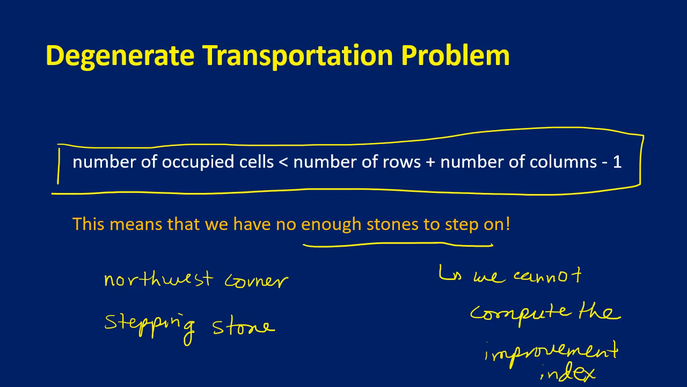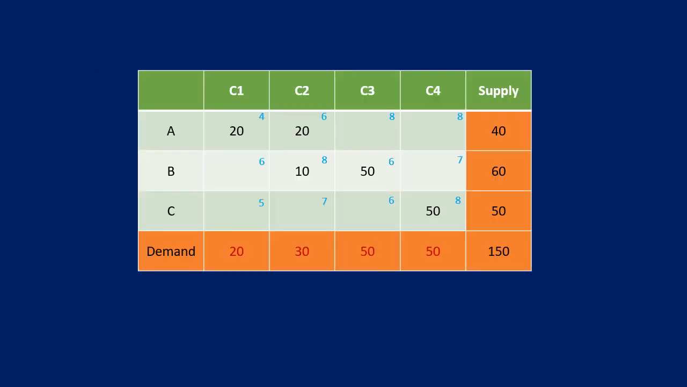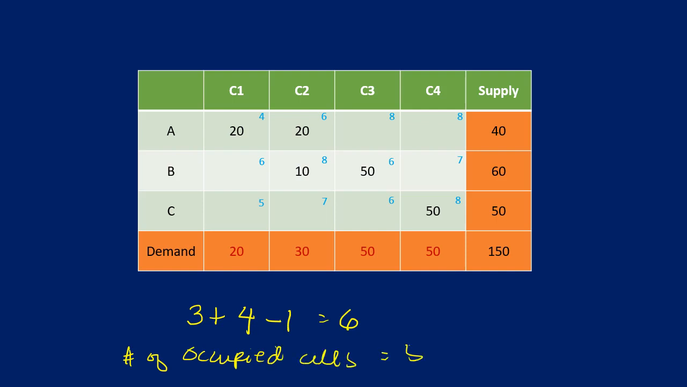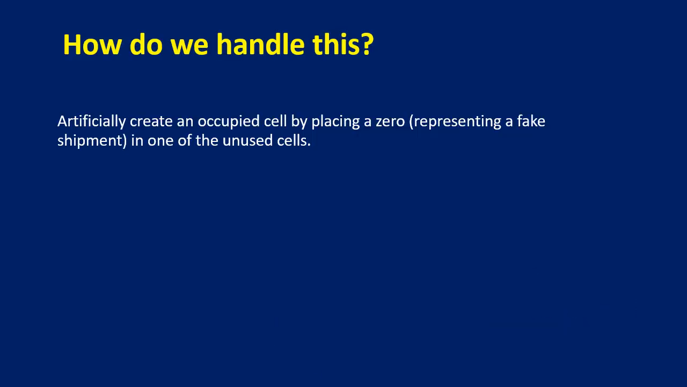So let me show you an example. For this table over here, what is the number of rows? We have 3 rows plus 4 columns minus 1, so that's 6. However, the number of occupied cells is only equal to 5. Hence, this is a degenerate example.